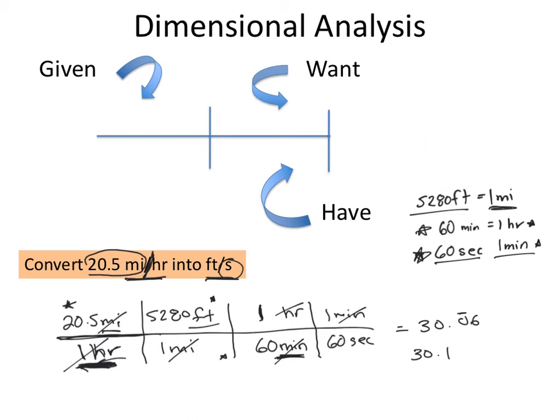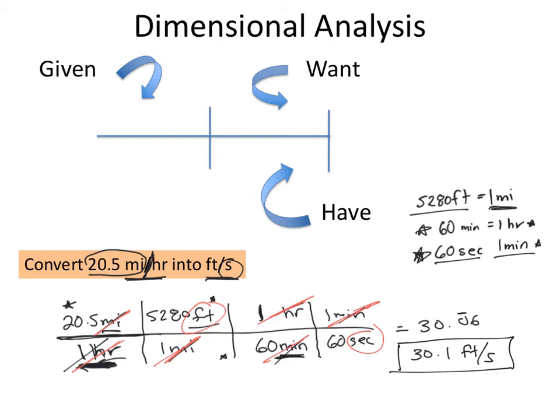Then we need to do a unit evaluation and check that we've set everything up properly. So we have miles and miles, right? Those cancel. We have hours and hours. Those cancel. We have minutes and minutes. Those cancel. And we're left with feet per second. That's exactly what we're looking to convert into, and this is our final answer. So notice I've broken up all of the pieces and set them in the correct locations and done my unit evaluation to help make sure that I've done that correctly.